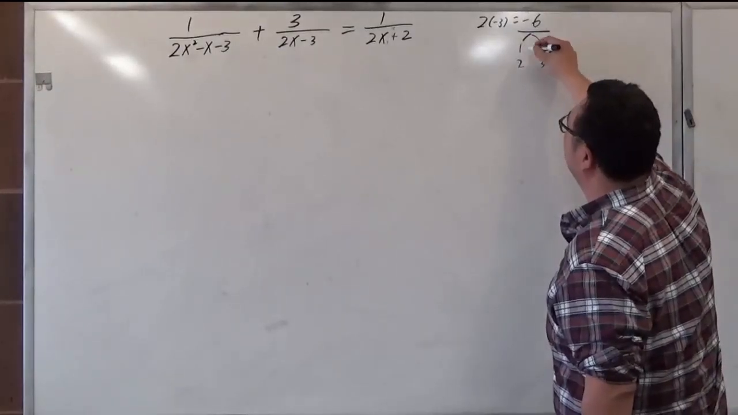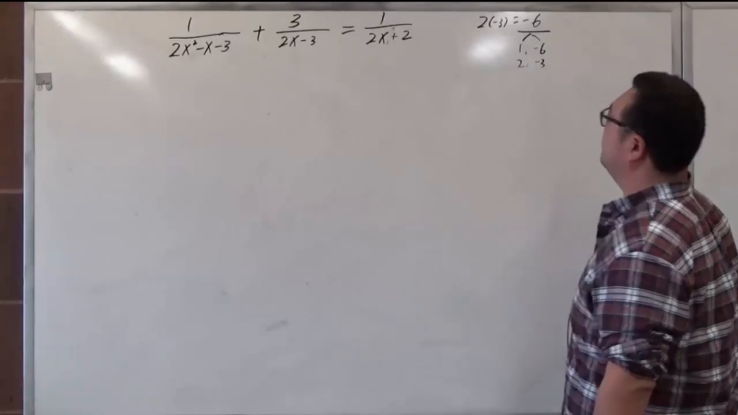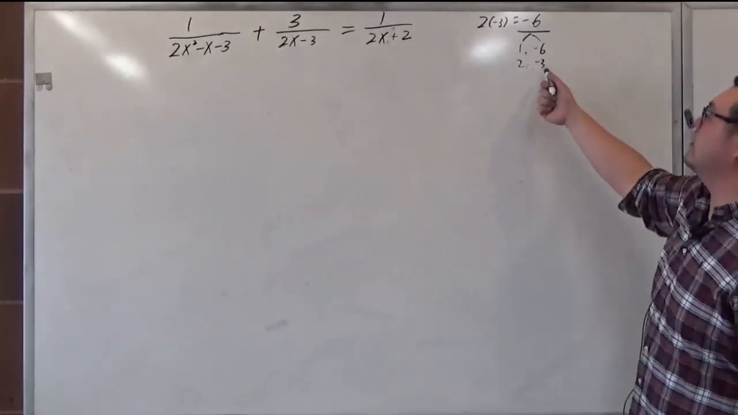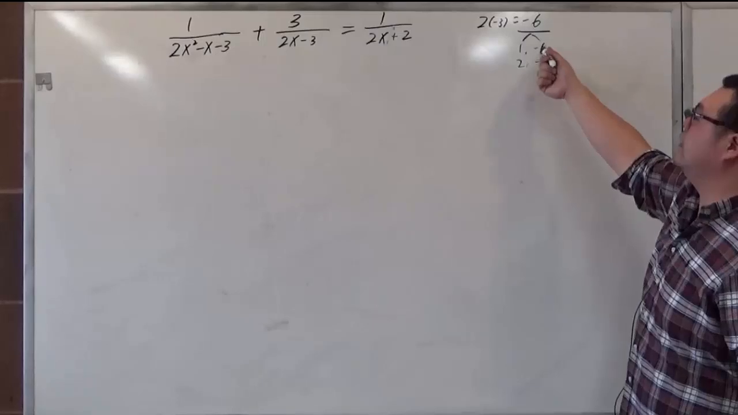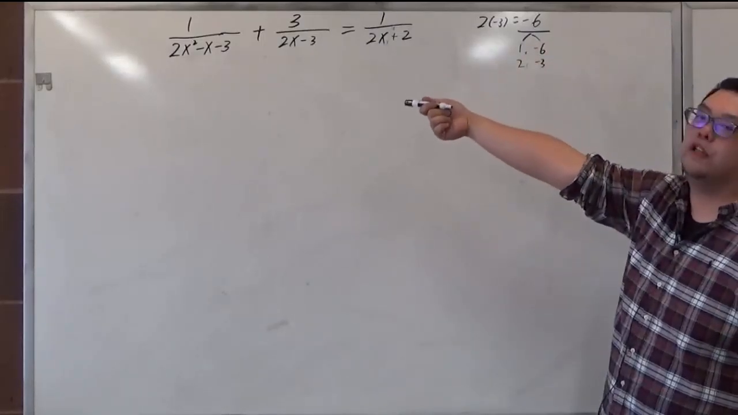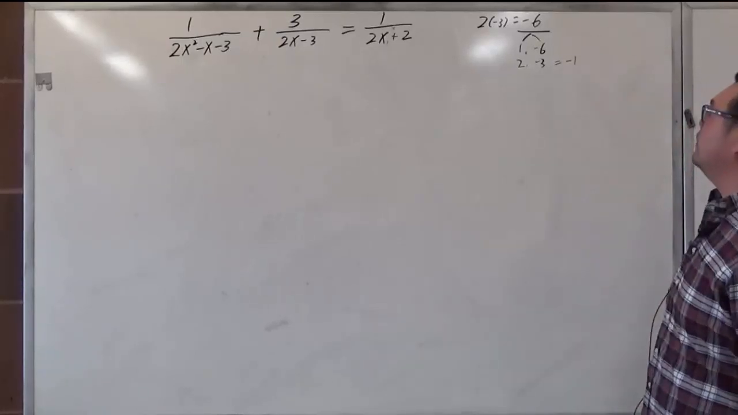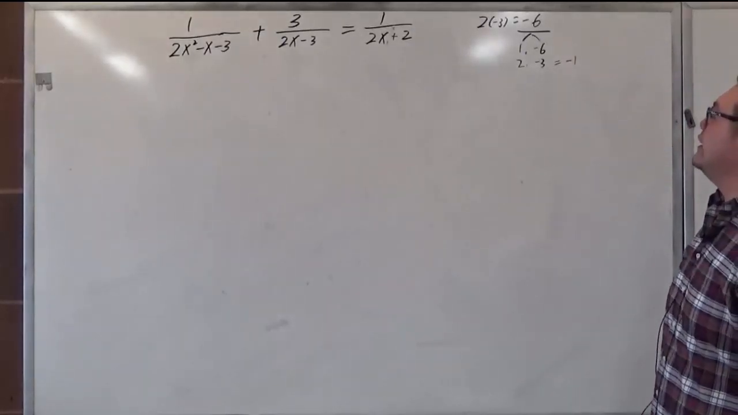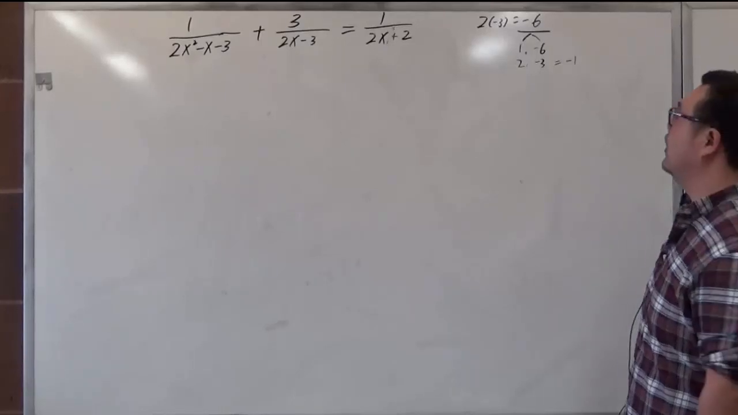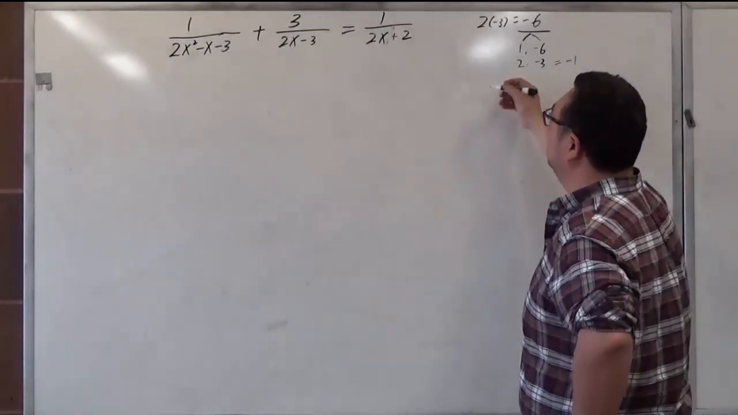For negative 6, we have 1 times negative 6 and 2 times negative 3. The negative is the bigger one because the sum we need is a negative number. So the pair 2 and negative 3 will give us negative 1. That is the pair we want.